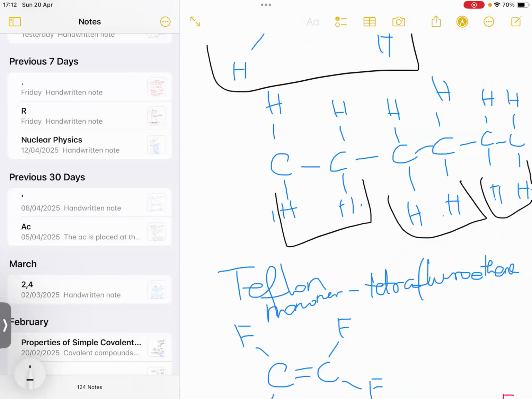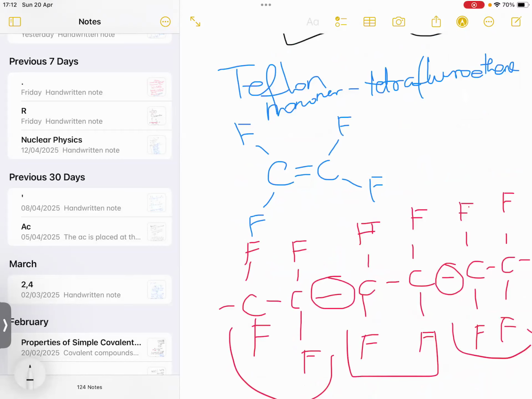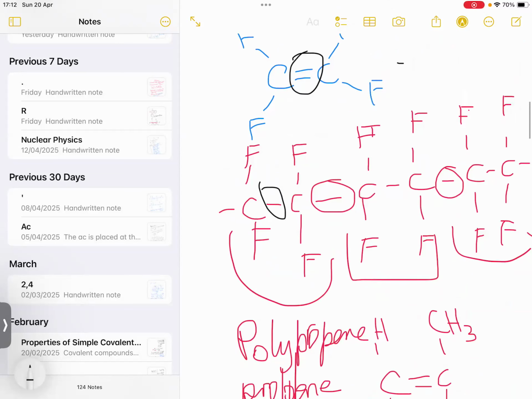Here we have Teflon. Teflon is the non-stick component in frying pans, and it does some other stuff that I can't remember right now. You need to know the uses of each polymer. The monomer unit is tetrafluoroethene. Again, the double bond is going to open up, converted to a single bond, and we're repeating the monomer unit three times.